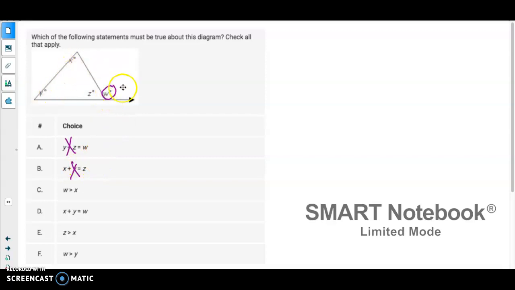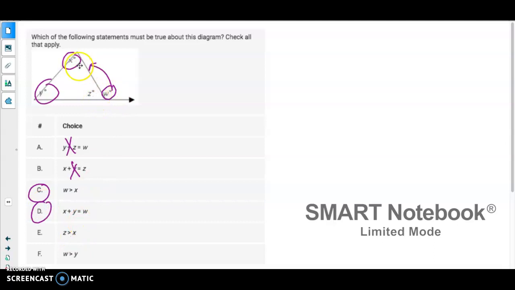If I add these together and it equals this, that means that both of these are going to be smaller than my exterior angle. So x will be smaller than w and y will be smaller than w. So this says w is bigger than x. Well, that's true, because I know these added together are the same as w. x plus y is equal to w. Those are my remote interior angles, and that's my exterior, so that is true.